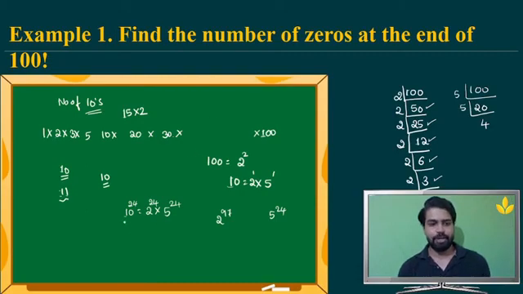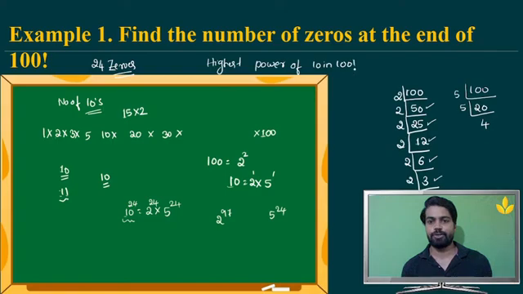That means the highest power of 10 possible in 100 factorial is 10 power 24. So the same question can be asked as, what is the highest power of 10 in 100 factorial? The answer is going to be the same, 24. That means this number will have 24 zeros at the right end. For 10 only we can talk about zeros, but for other numbers, this is how they ask the highest power in 100 factorial.